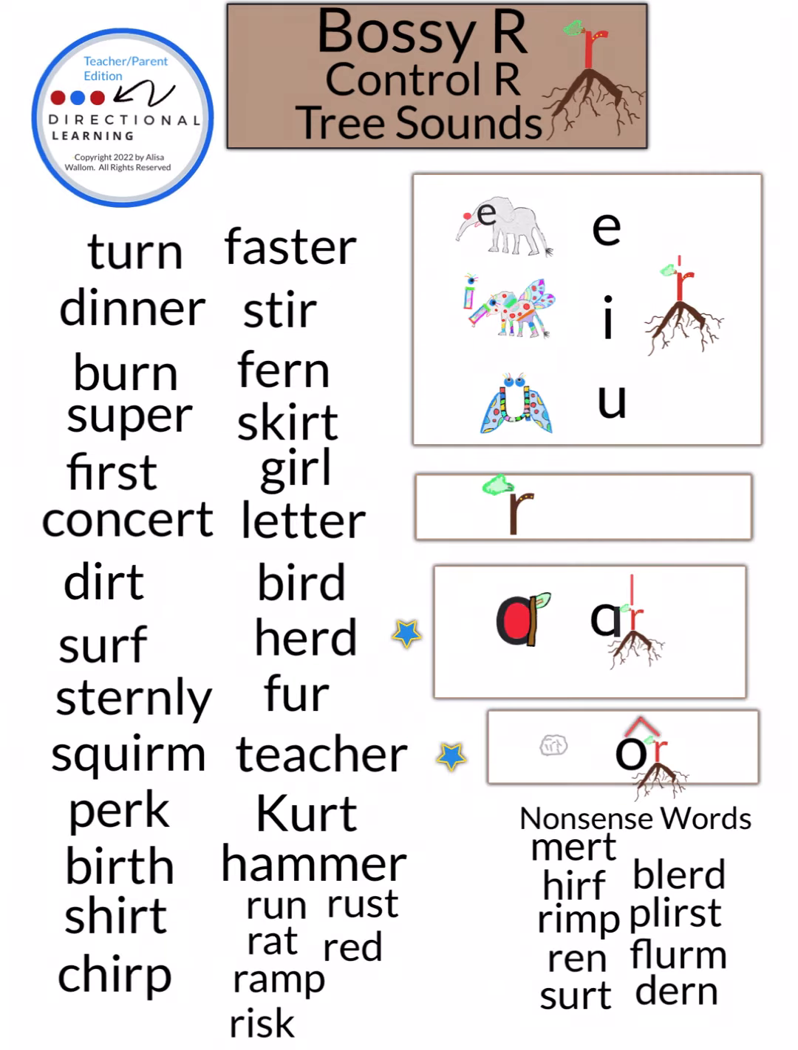Now that you know how to teach your student how to decode words with ER, IR, UR, and you know how to teach them the sound to make when they encounter letter R in the beginning of a word, we have a list of words that you can work with your student on. And we also suggest doing nonsense words with your student.